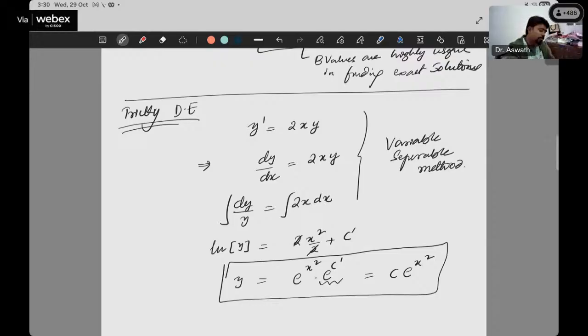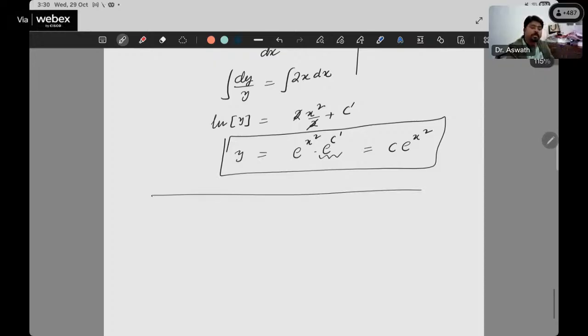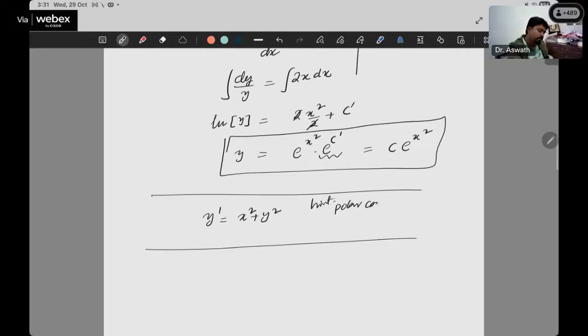Similarly, another example is y dash is equal to x square plus y square. This is a little bit more tricky. So in this case, how to solve? You can follow the same method, but this time you introduce the polar coordinate system, convert x and y in terms of polar coordinates and try to do it. Hint: polar coordinate system. In that way it is much easier.